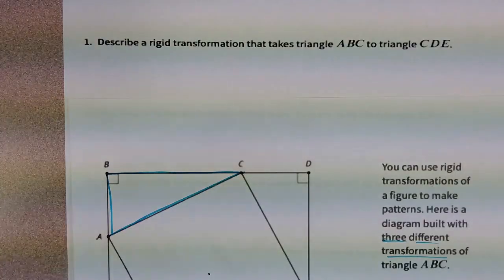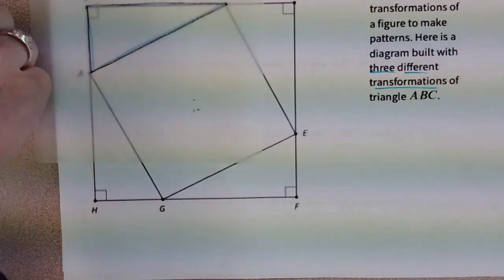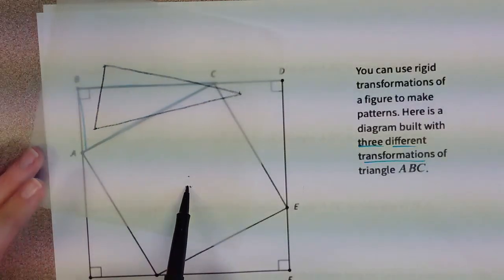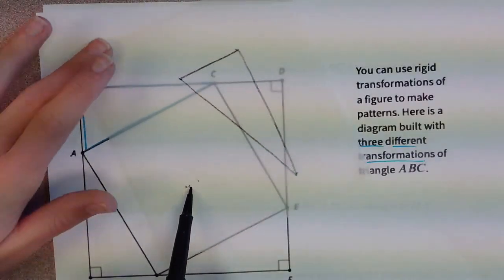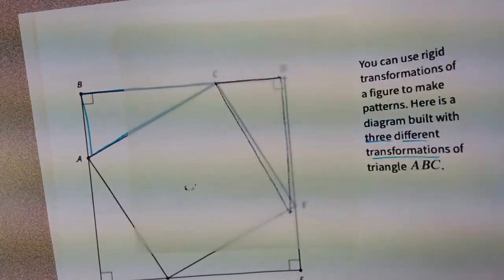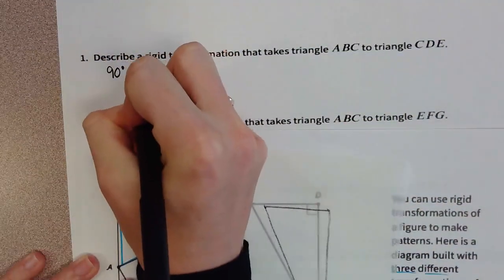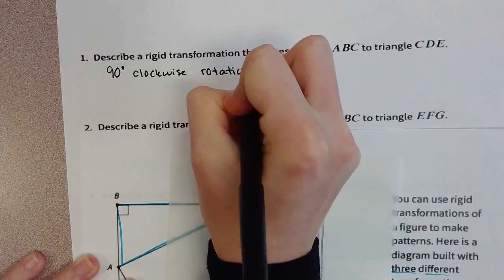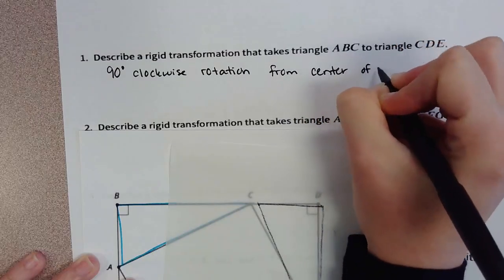So what is happening that's taking ABC to CDE? Again, that's the rotation I was talking about. Now we want to figure out which way we are rotating. So I have to rotate clockwise, and how much we are rotating. That is a 90-degree turn clockwise from the center of the square. So the answer that you want to be writing out here is 90-degree clockwise rotation from the center of the square.